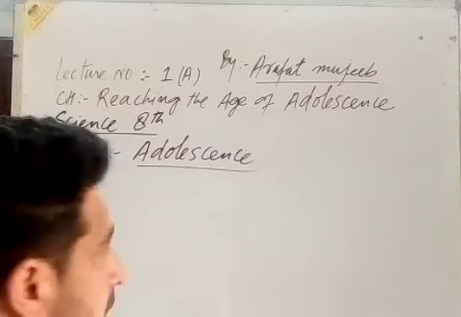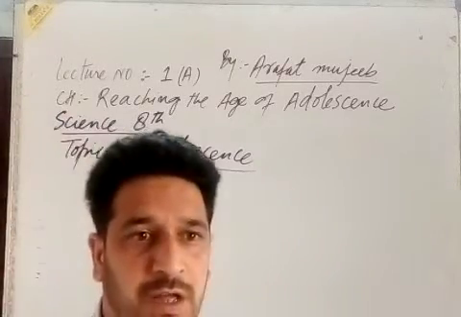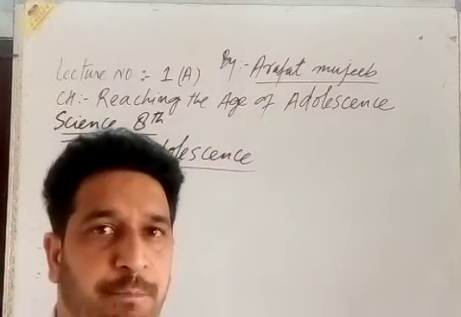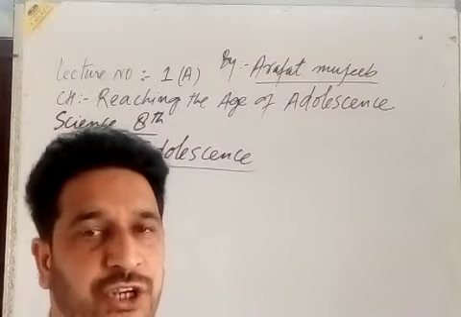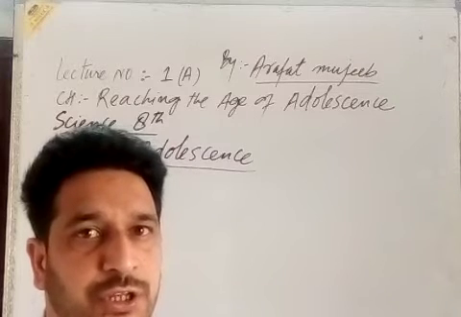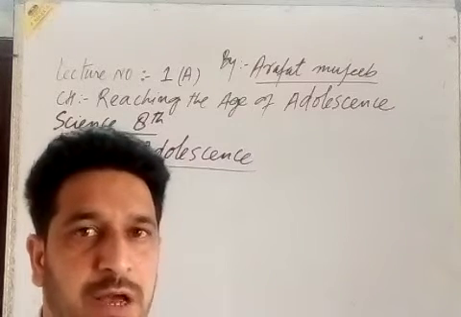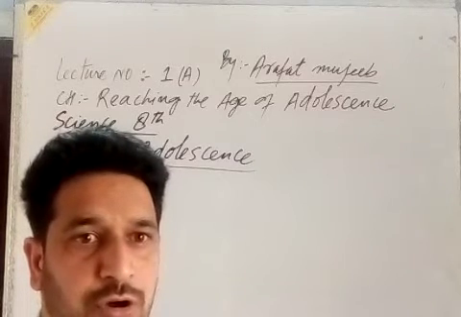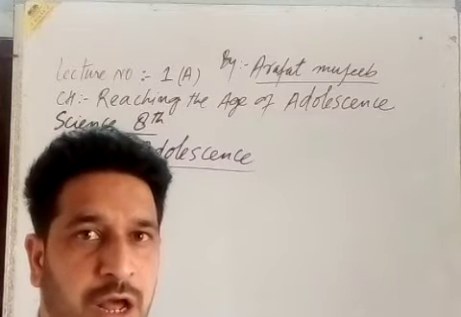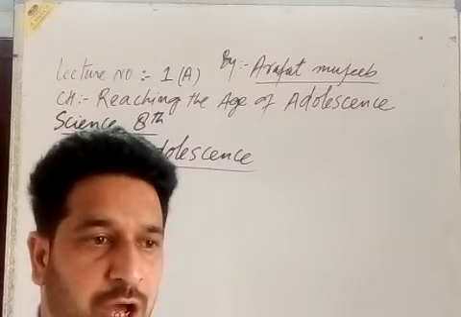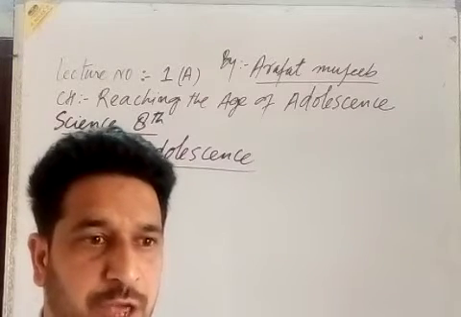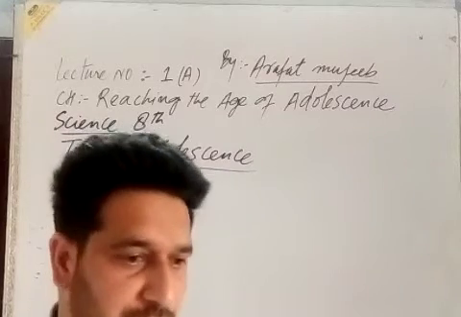Adolescence क्या होता है? Adolescence means it is the process in which the body undergoes various changes and then attains sexual maturity. When it attains sexual maturity, then that organism, that person, is fit for reproduction, that is, capable of producing young ones.